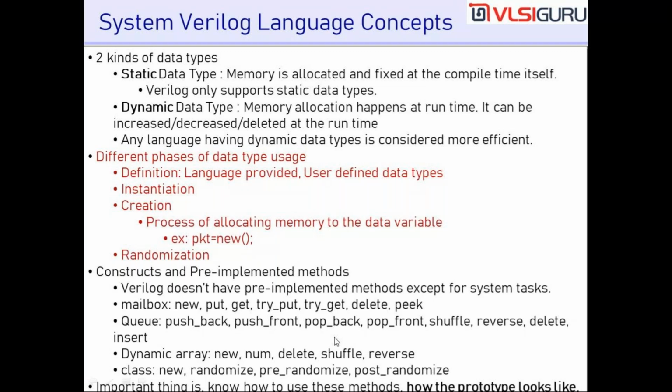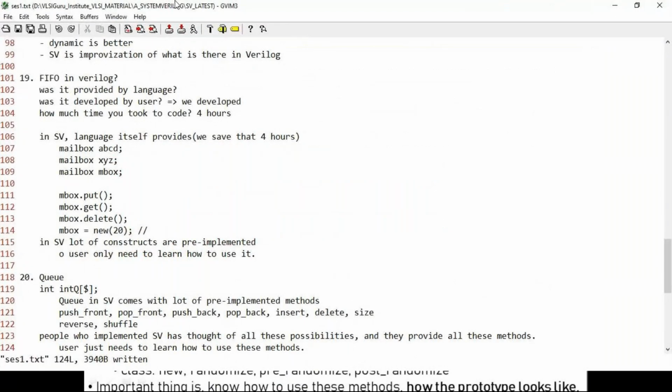Like that, SystemVerilog has various methods. Dynamic array is a construct. It comes with methods new, num, delete, shuffle, reverse. Class comes with various methods. For now, let's not get into everything. All you should remember is the methods we discussed for mailbox. Like for queue, we discussed various methods. What all methods did we discuss for mailbox? Put, get, and delete. And new was one more method. Okay, so these are the things we discussed.